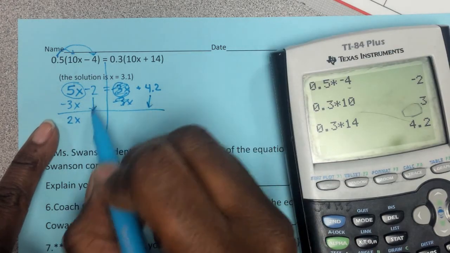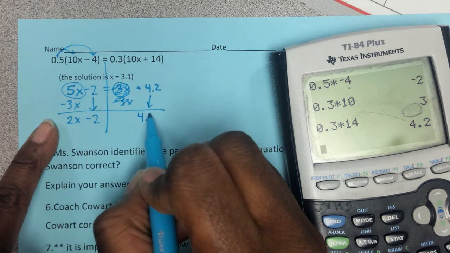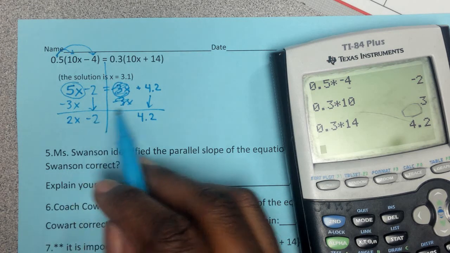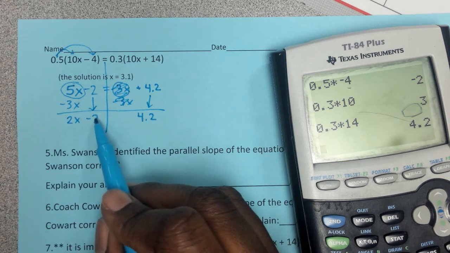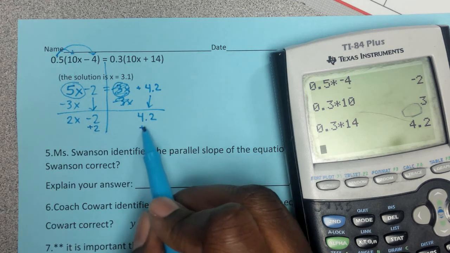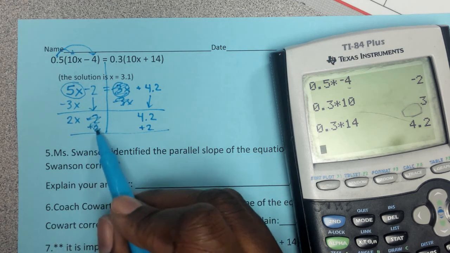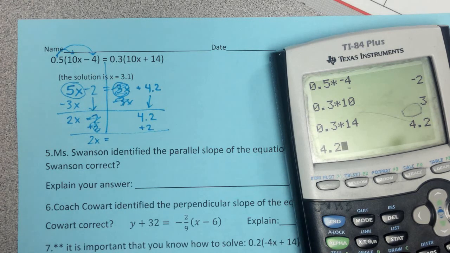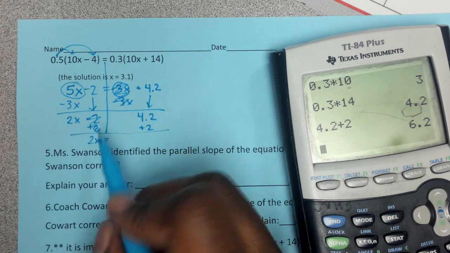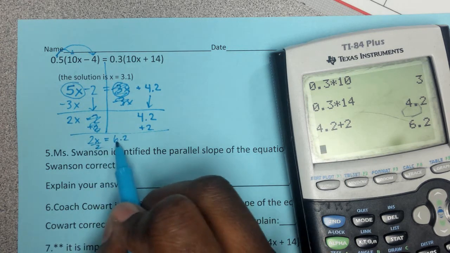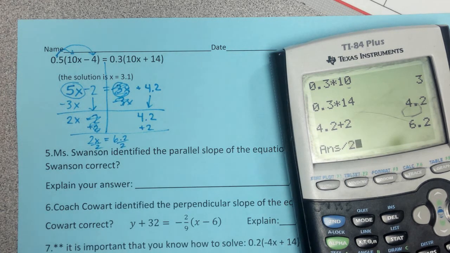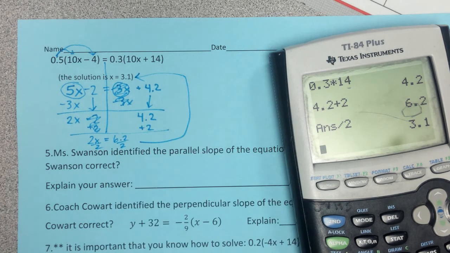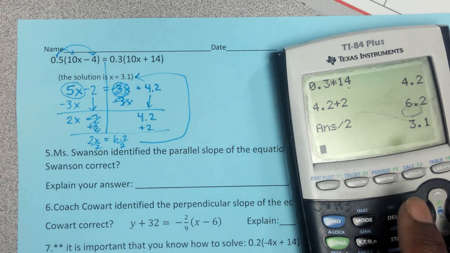Bring down what you have not used, negative 2 and 4.2. So I want to get my x's on the left, and I want to get the constants to the right. So if it does not have an x, let's move it to the right side by doing the opposite. So this is 2x equals 4.2 plus 2. That's 6.2. Now divide by what's with the x. Divided by 2. And that's how I get the 3.1. Any questions?